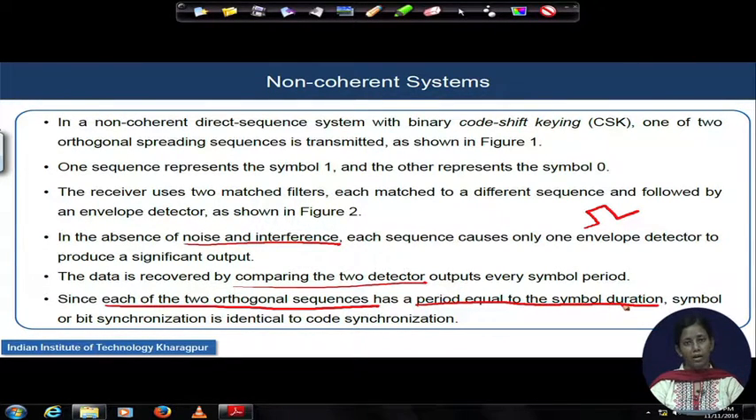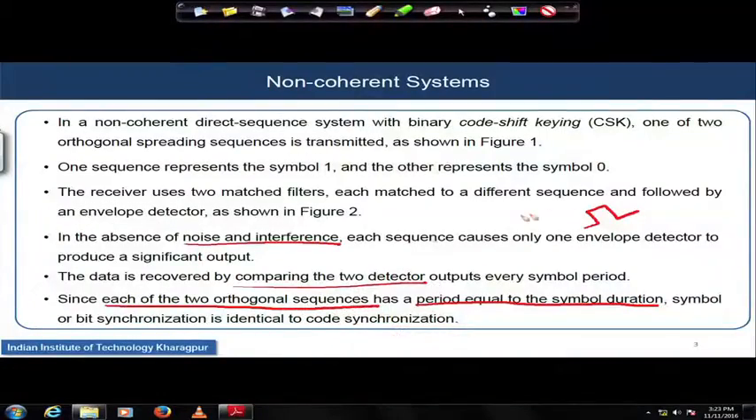So, in the whole architecture of the noncoherent communication system, synchronization basically means symbol synchronization. Code synchronization as well as symbol synchronization are identical. So, you do the symbol synchronization, and code synchronization will automatically come into picture, because you have utilized the orthogonal codes.